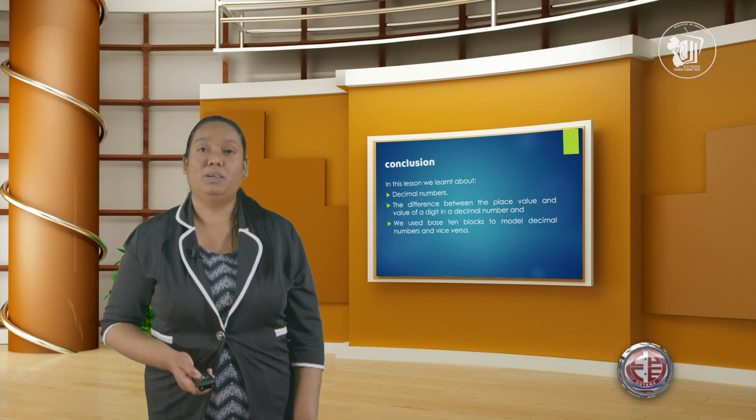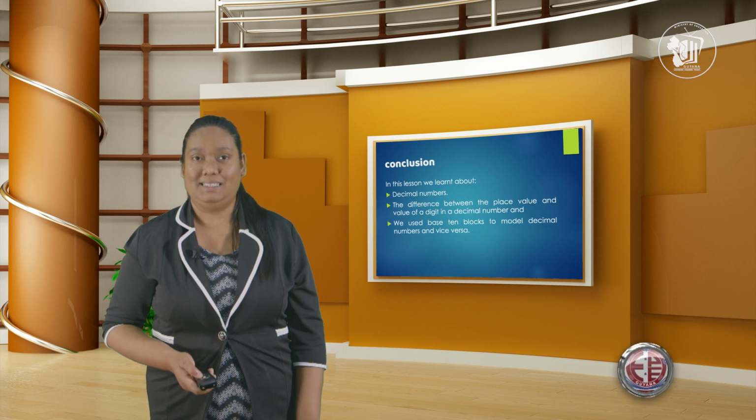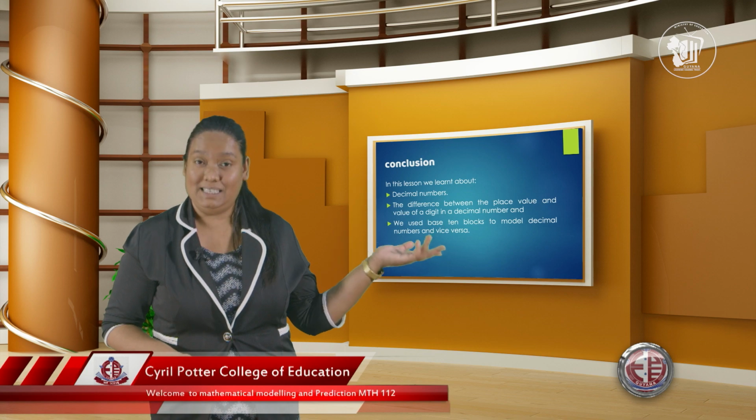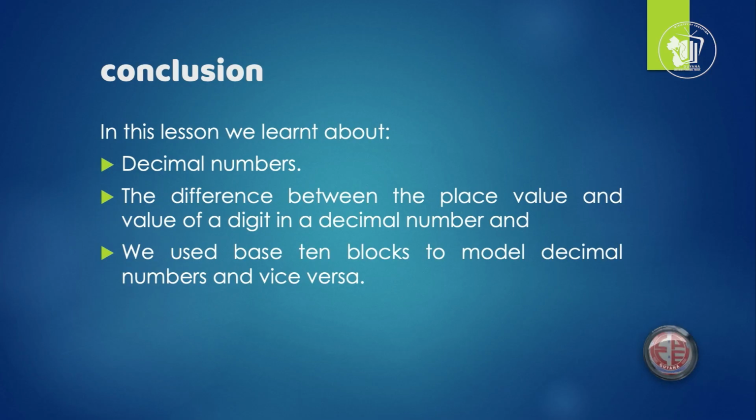Let us recap what we would have learned in this lesson. In this lesson, we learned about decimal numbers, the difference between the place value and value of a digit in a decimal number, and we use base 10 blocks to model decimal numbers and vice versa.